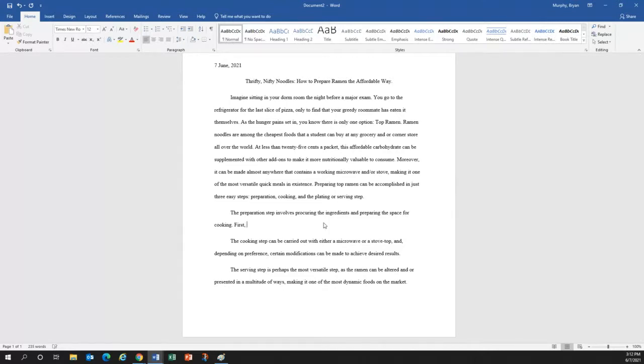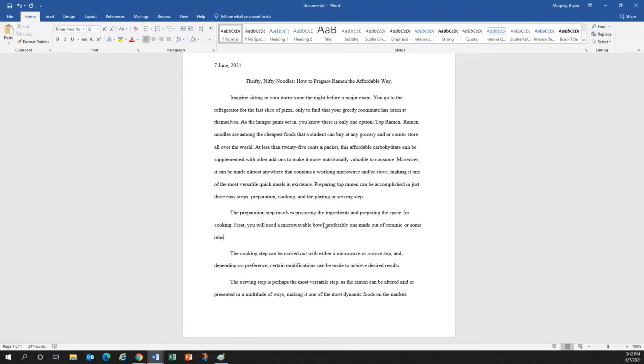First, remember those transitions that go with the chronology, you will need a microwavable bowl. Preferably one made out of ceramic or some other heat-tolerant material. Next, remove the noodles.